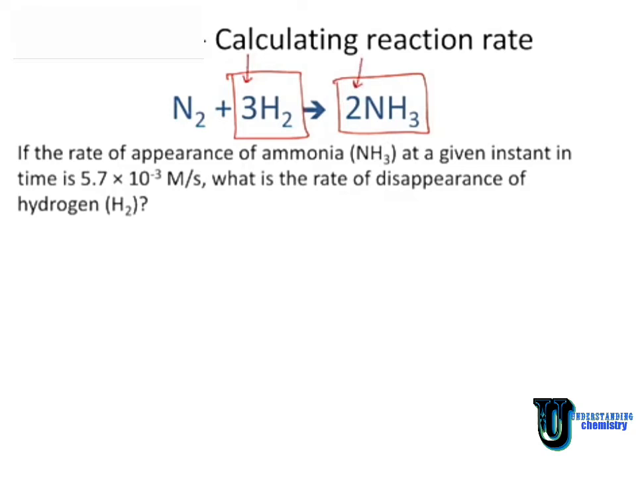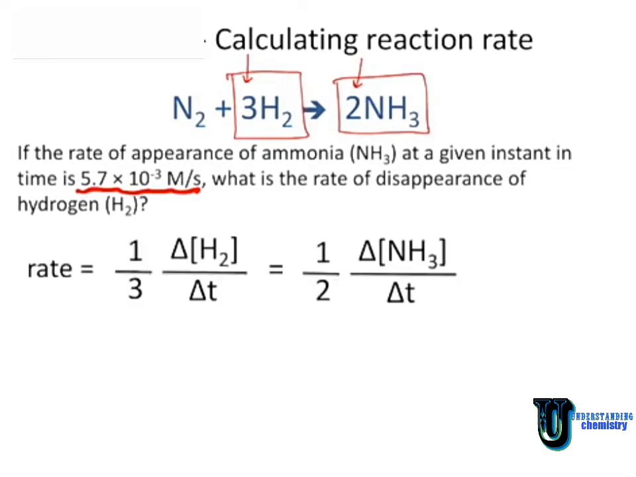So qualitatively speaking, if I know the rate of appearance of ammonia is 5.7 times 10 to the negative third molar per second, I'm going to predict that the rate of the disappearance of hydrogen is going to be a larger value than that because I know I'm using up hydrogen more quickly than I'm making ammonia. So let's go ahead and do the math and see if this checks out.